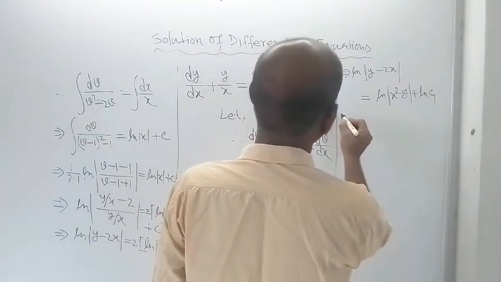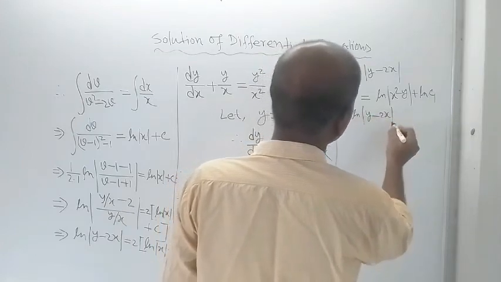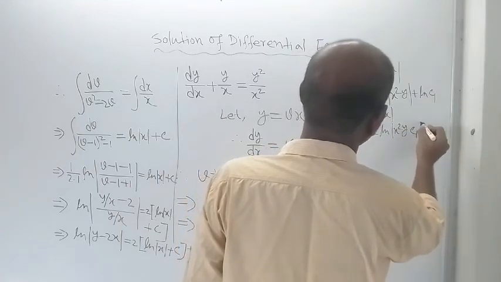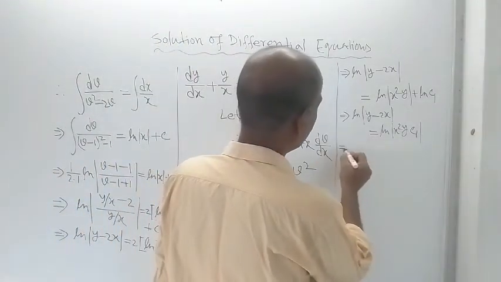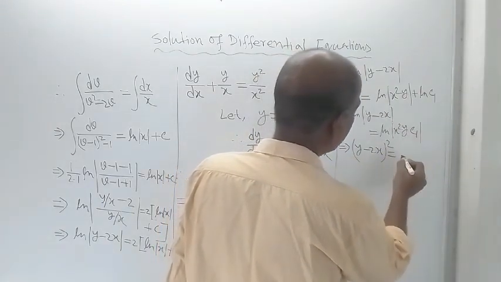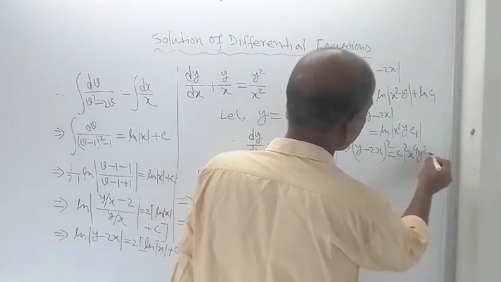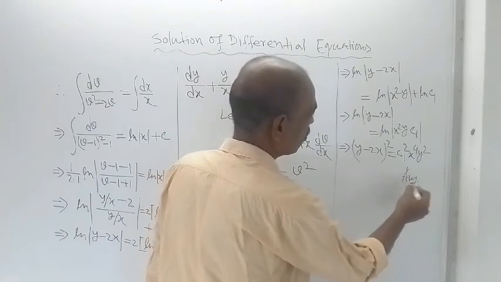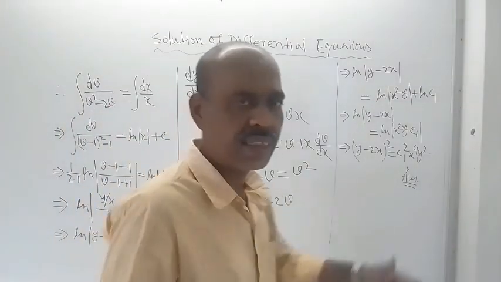Now, log of mod y minus 2x is equal to log of x square y c1. Now to remove the log sign as well as the mod sign, you just write this way: y minus 2x whole square is equal to c1 square x to the power 4 y square. So this is the answer to the given problem. You can see the solution was so easy. So this was the first problem in this YouTube channel.